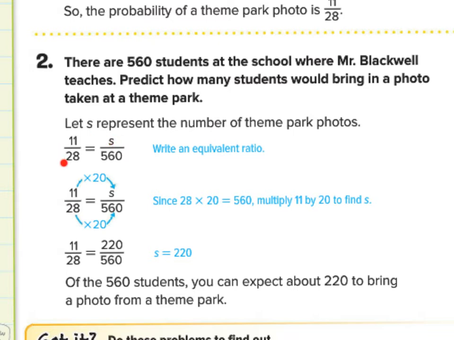This looks very similar to the first lesson we had this year with ratios and rates. Right, so we want to make an equivalent ratio. What do I have to do to 28? Multiply it by 20, and it gives me 560. So I do the same thing to the 11, multiply by 20, and 11 times 20 is 220. So we could say about 220 students would bring a photo of a theme park. Of the 560 students, you can expect about 220 to bring a photo from a theme park.